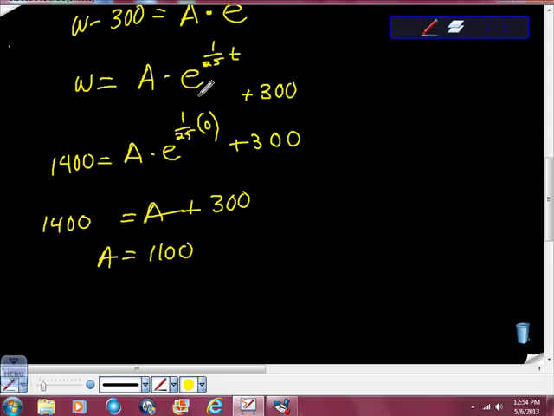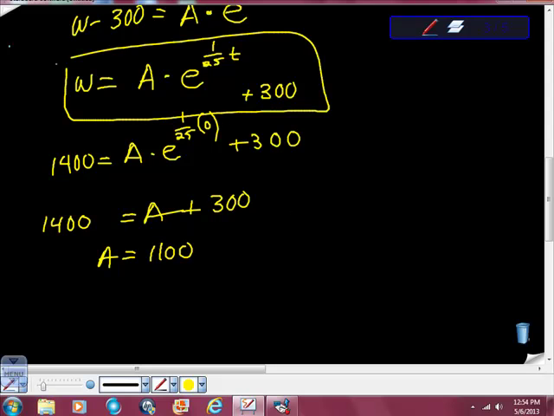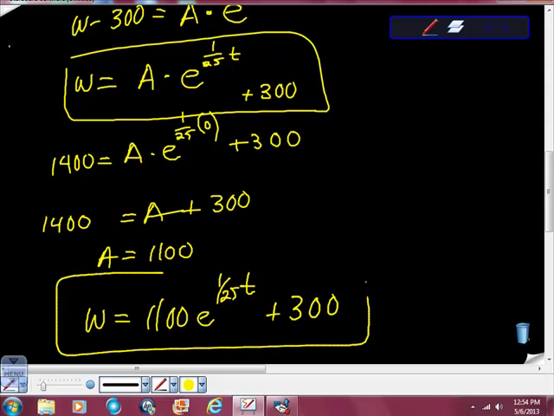Then I'm going to go all the way back to this equation right here. I'm just going to substitute all this in, and I'm going to say that W is equal to 1100 e to the 1/25th t power plus 300. And there's our particular solution, our exact solution.